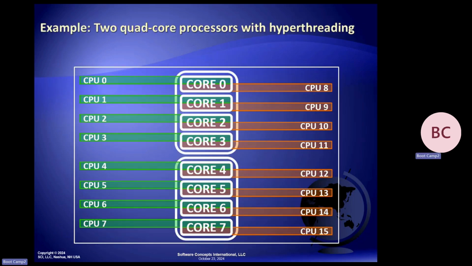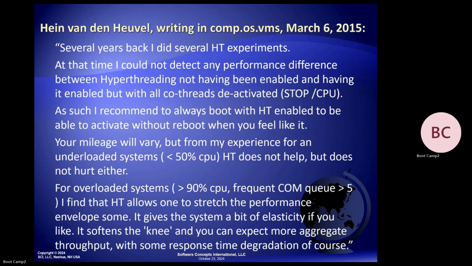As such, I recommend to always boot with hyperthreads enabled to be able to activate without reboot whenever you feel like it. This is an interesting comment. You got me started thinking. Your mileage will vary, but from my experience, for underloaded systems where you have less than 50% CPU, hyperthreading does not help, but does not hurt either. And he says for overloaded systems where you have greater than 90% CPU, frequent compute queue greater than 5, I find that hyperthreading allows one to stretch the performance envelope some.